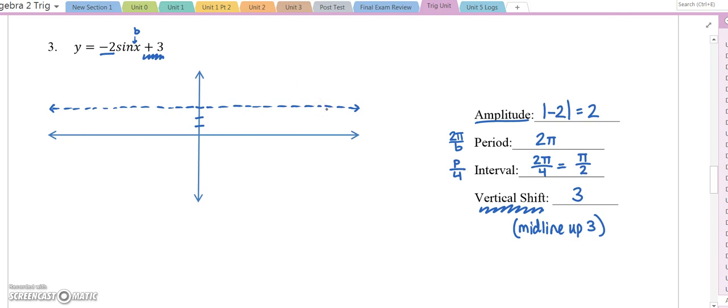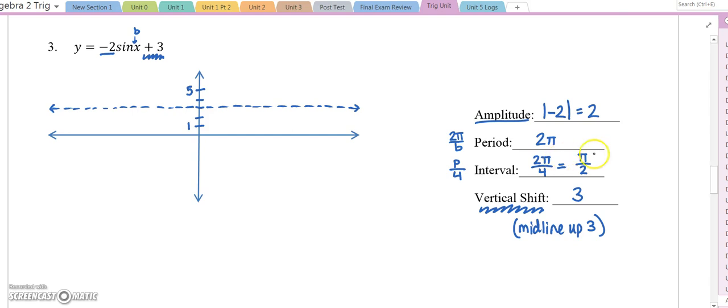Okay, sweet. Then remember, after you have your midline, we take the amplitude, and that tells us how many to go up and down from the midline. So since my amplitude is 2, I'm going to start at my midline and go up 2, and that would be at 5. 1, 2, 3, 4, 5. And then I'm going to start at my midline and go down 2. So that would be right here at 1. So the highest this graph will be is 5, the lowest is 1.